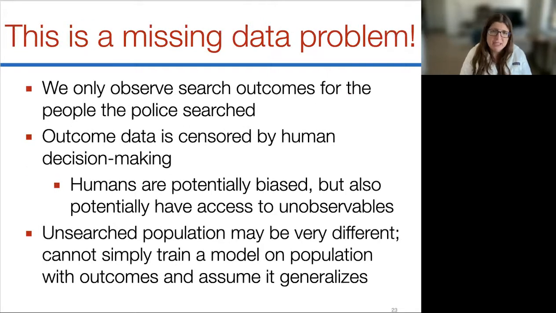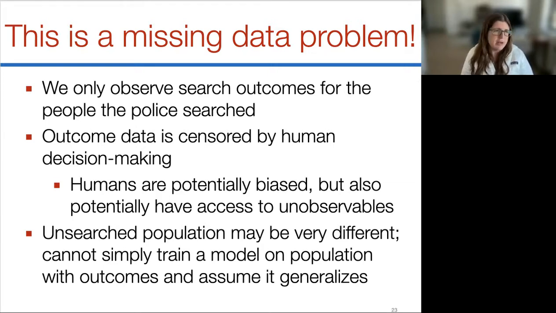Now, to link back to missing data, it turns out this is in fact a missing data problem. Why? Because we only observe the outcomes of searches for the people the police historically searched, right? So if the police don't search you, we don't know whether or not you were carrying contraband. So we only observe this outcome for a biased subset of the population. In other words, the outcome data is censored by human decision-making.